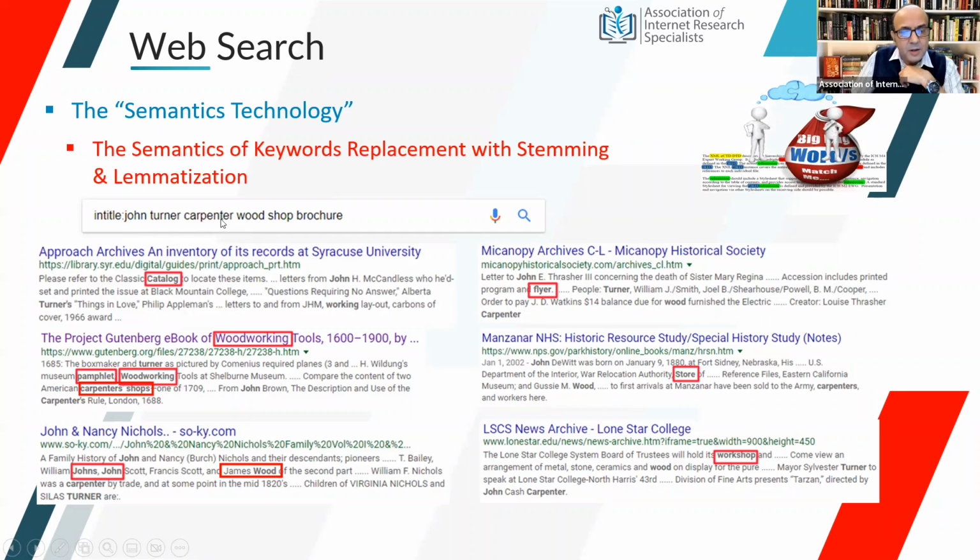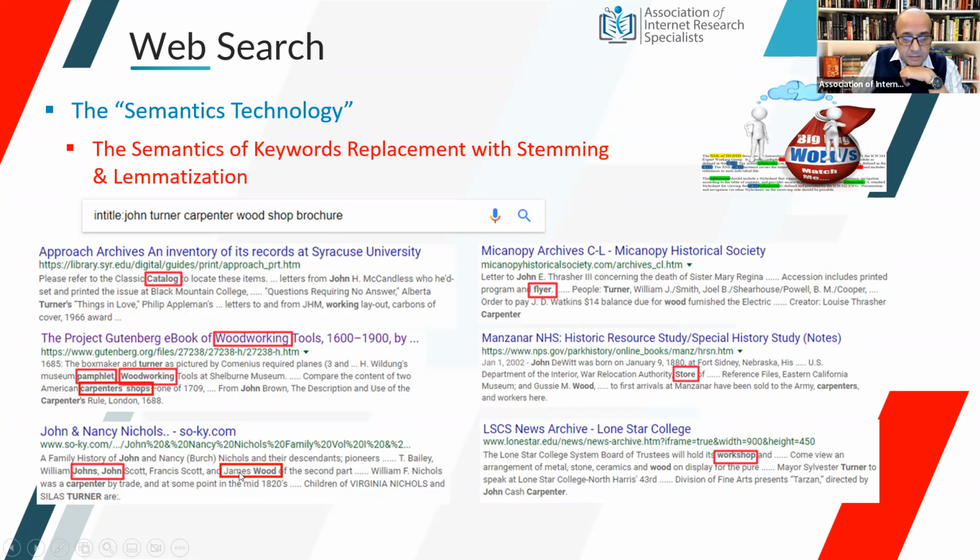So all these are context for John Turner, for what you want to look for: his shop and the brochure. Look at the results that show up. You will find invariably that the word brochure is substituted by the word catalog. In this one, it has actually added a word. Instead of wood shop, it is using the word woodworking. So it's a substitution. Again, the word pamphlet is something which can be substituted for brochure or has similarity to brochure. And then there is carpenter's shop, and so it continues.